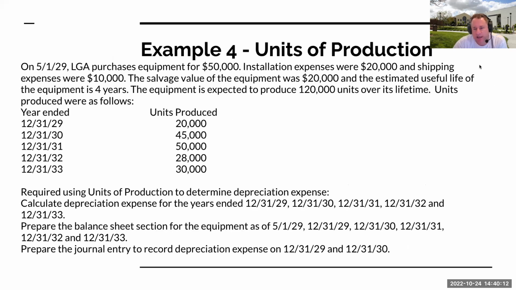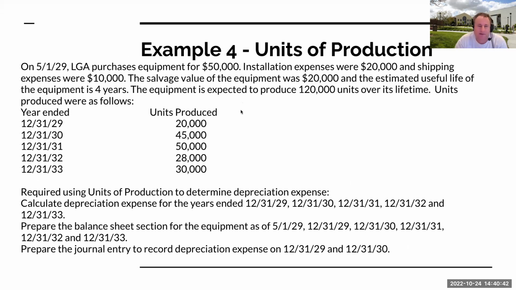Now, here's our example. On May 1st, 2029, LGA purchases equipment for $50,000. Installation expenses were 20, shipping were 10, salvage value of the equipment was 20, and the estimated useful life of the equipment is 4 years. The equipment is expected to produce 120,000 units over its lifetime. The units produced were as follows. It gives us the number of units being produced, and we're asked to do the same things as we were doing for the previous example.